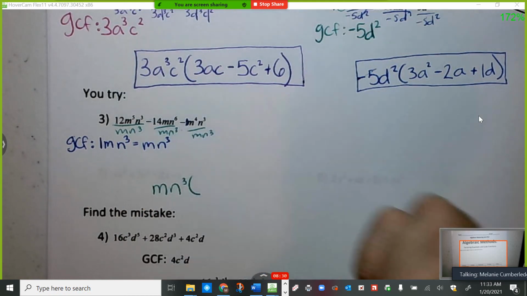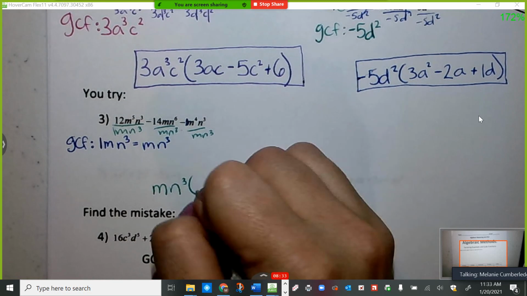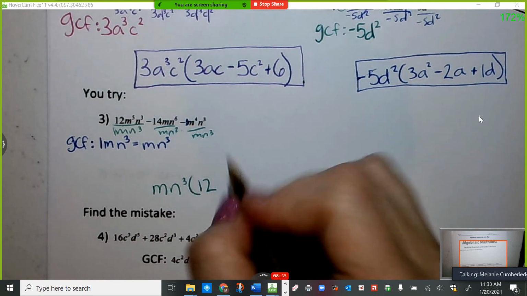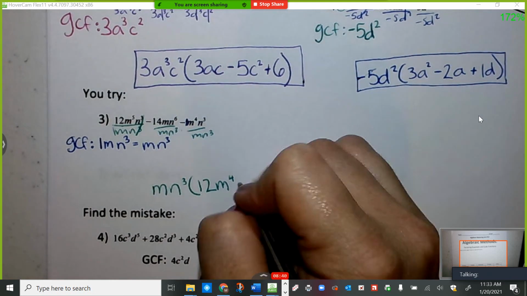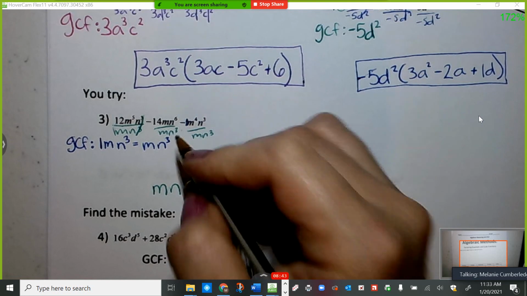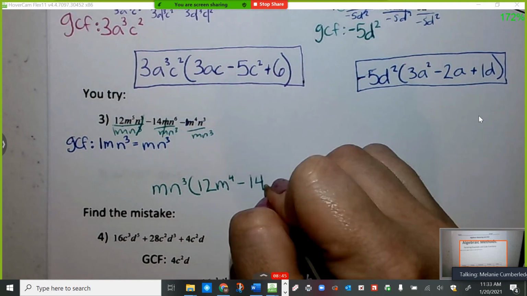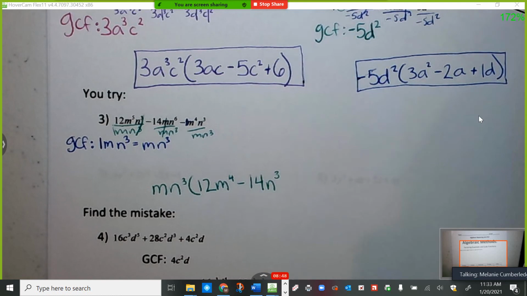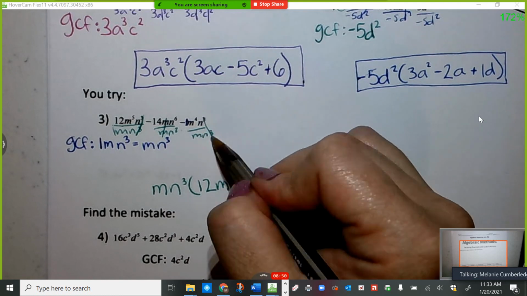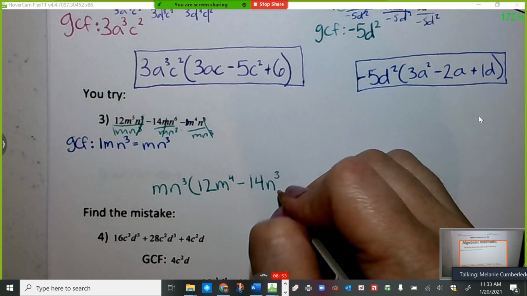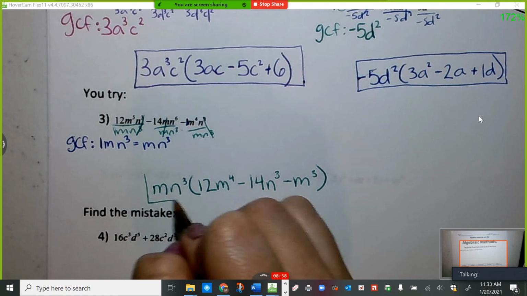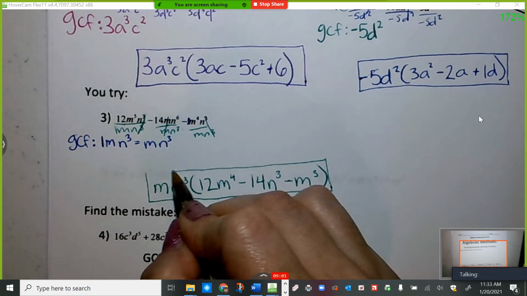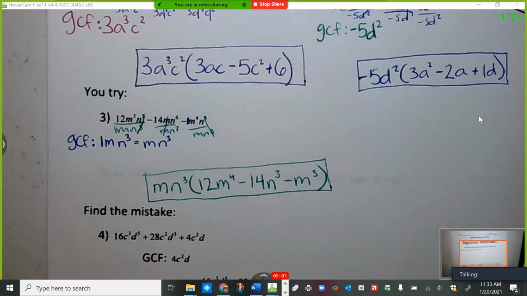So the numbers are going to stay the same because technically if we put a 1, 12 divided by 1 is 12. 5 minus 1 is 4, so m to the 4th power. And then the n cubed canceled. Minus 14, m canceled. 6 minus 3 is 3, so n to the 3rd power. And here the n cubes cancel, but we have 4 minus 1, so we're going to have minus m to the 3rd. Okay, any questions with that?